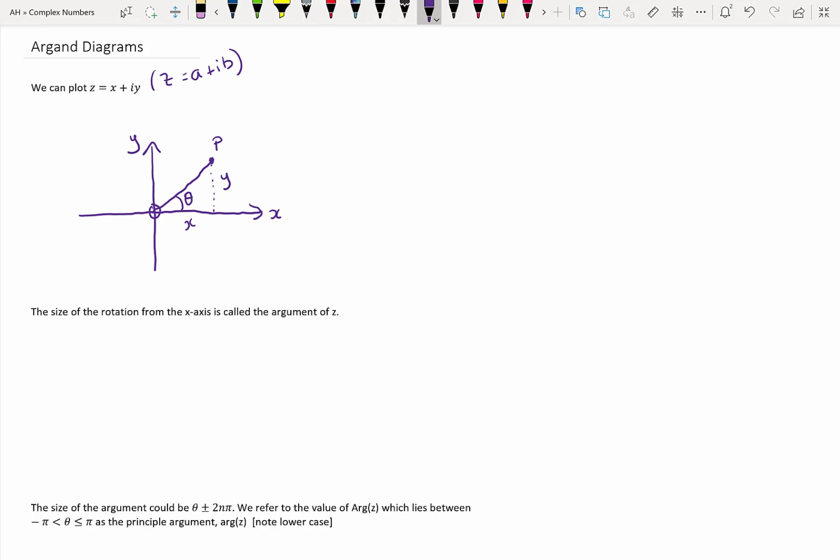Okay, now thinking about our vector stuff, we can find the length of O to P, which we'll refer to as r, and we also call it the modulus of z, which we can denote as z stuck in between two little bars.